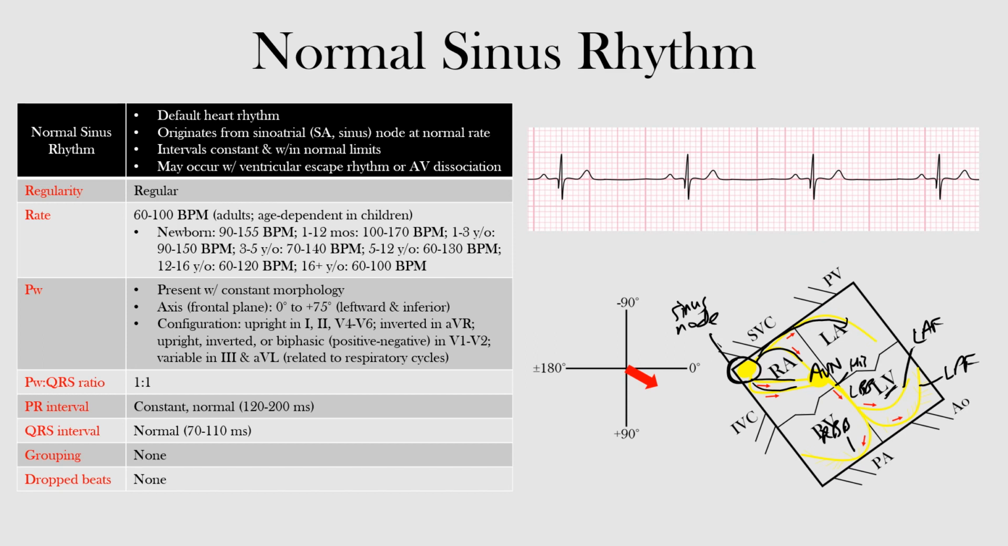So as long as you can recall this normal electrical conduction system in your mind, as well as where the leads are located, and we'll go over that, identifying sinus rhythm on the EKG shouldn't be too difficult. So how is normal sinus rhythm manifested on the EKG?